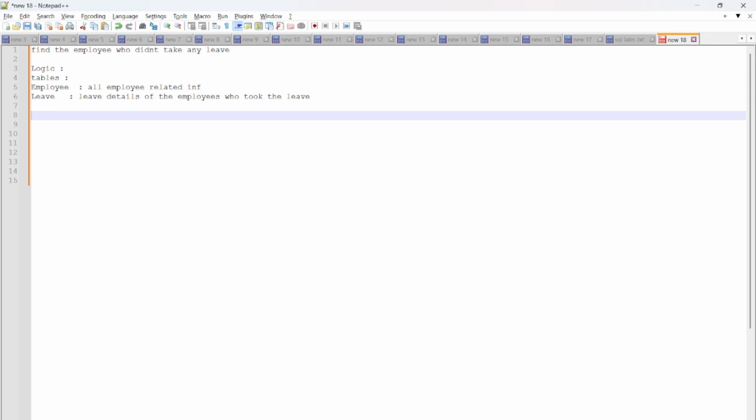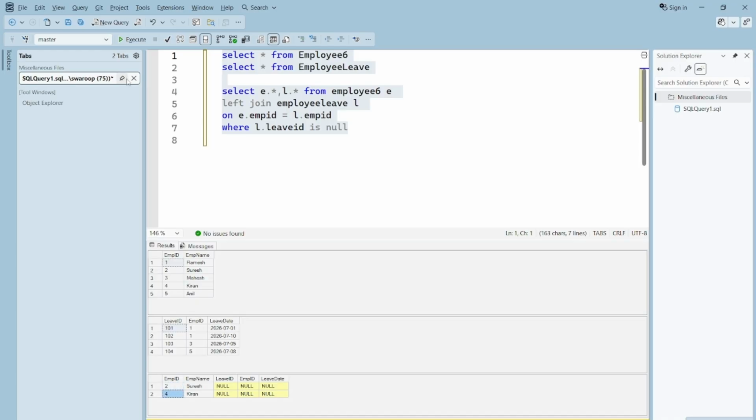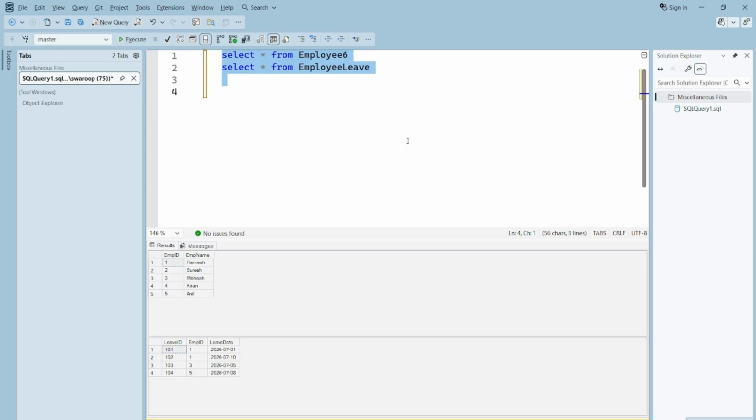Then how will we perform that? First we will go to the database level and try to understand the tables again. Let's execute these 2 tables. Here we have 5 employees: Ramesh, Suresh, Mahesh, Kiran and Anil, with employee IDs 1, 2, 3, 4, 5. The leave table contains leave ID, employee ID and leave date, right? Employee ID 1 took leave 2 times, employee 3 took one day leave, and 5 took 1 day leave. So 2 and 4 are missing here, right? Those details they want.